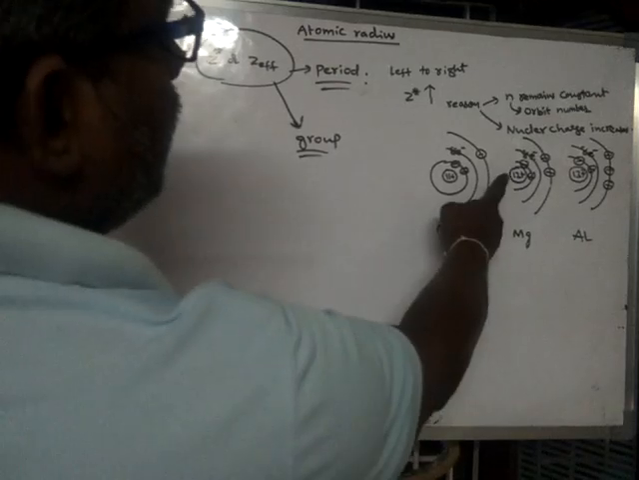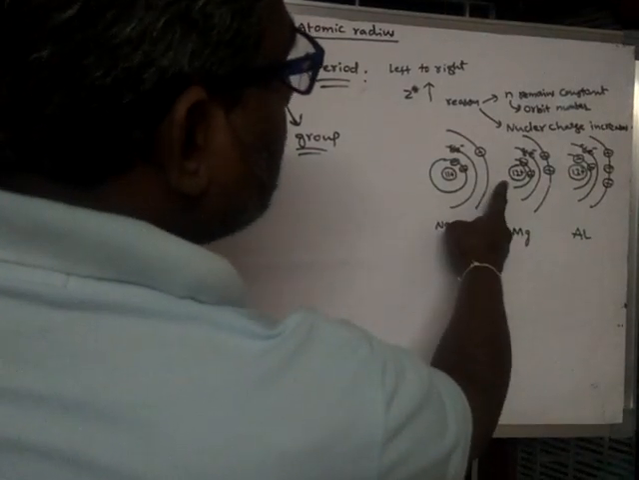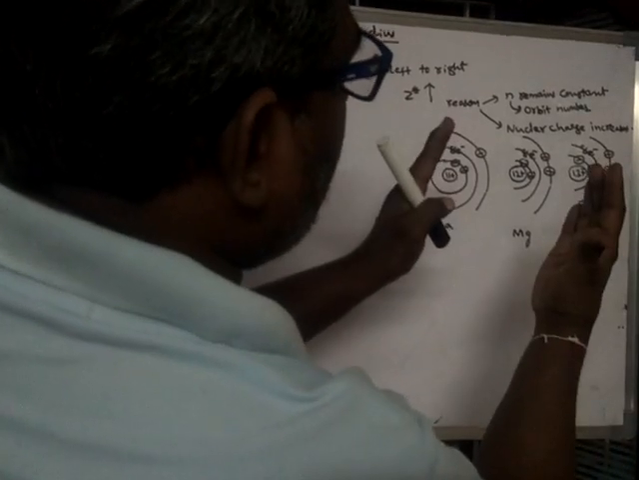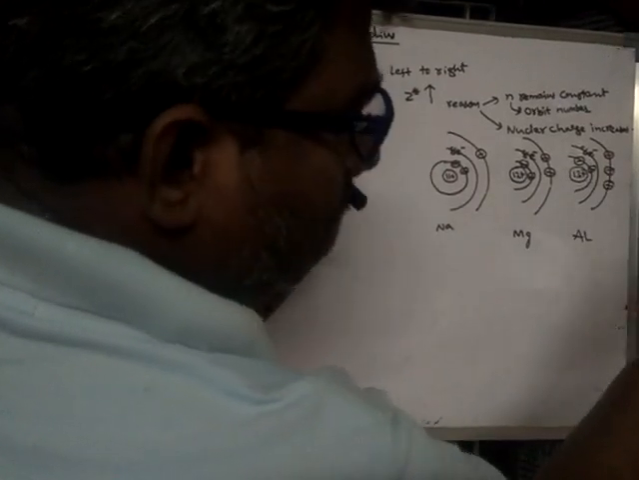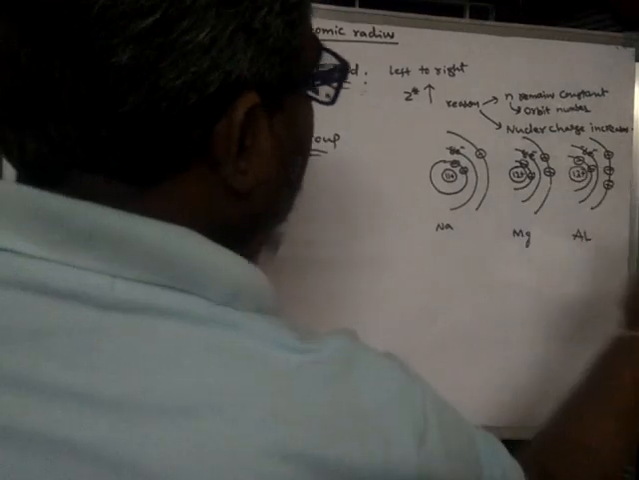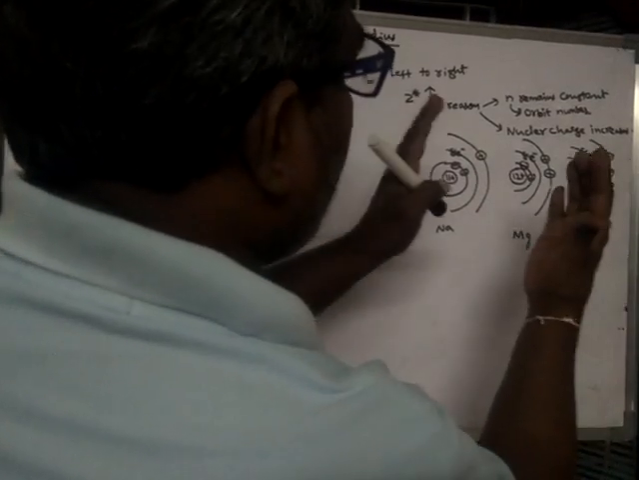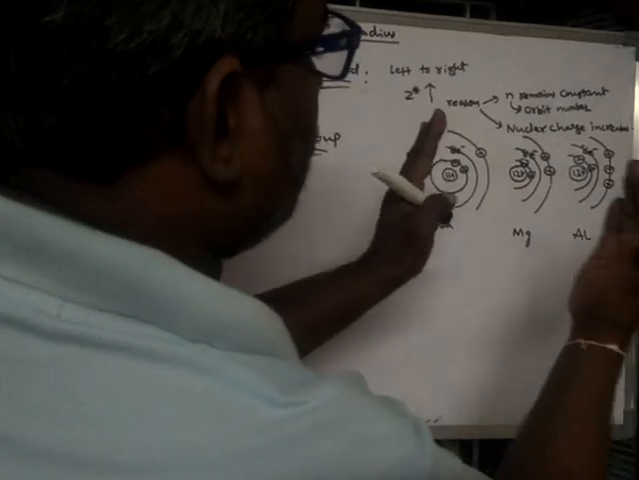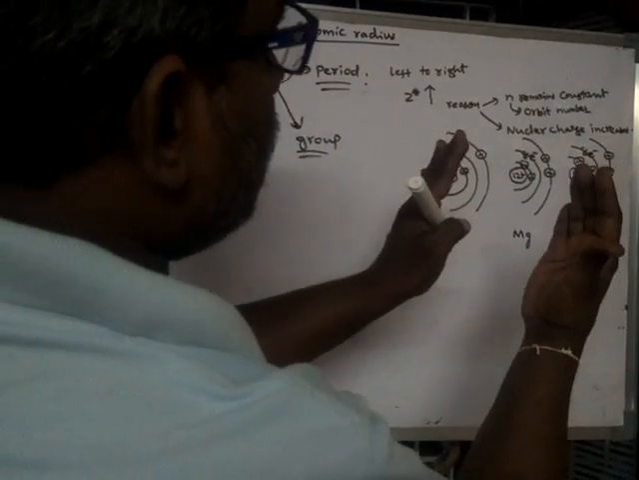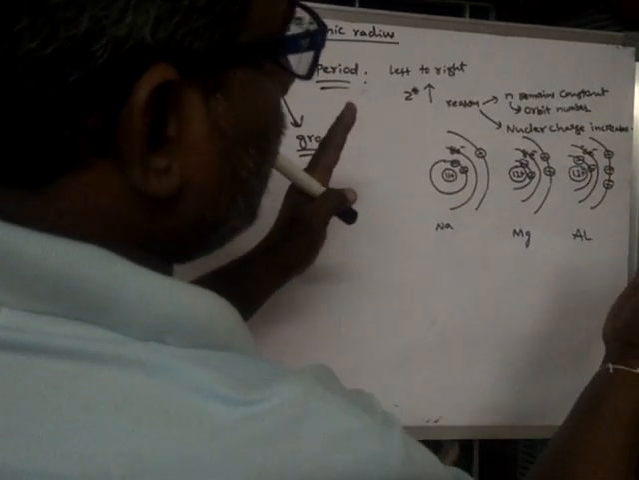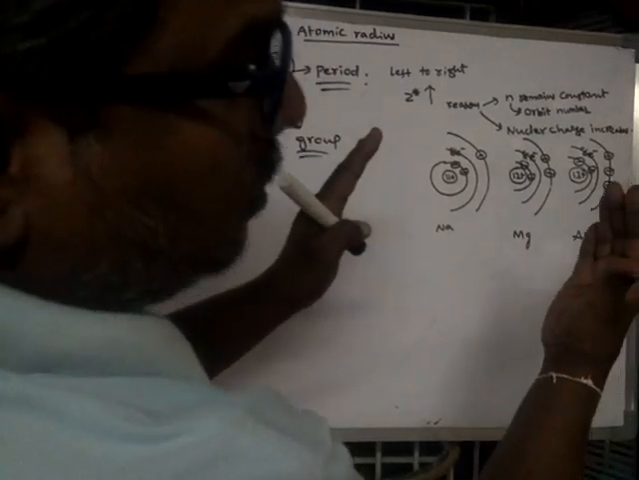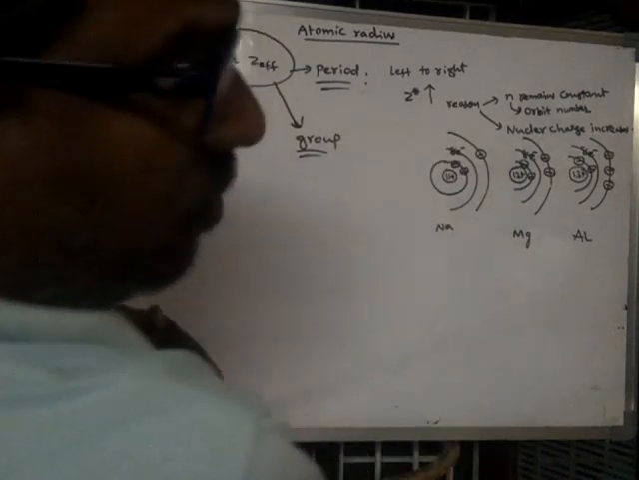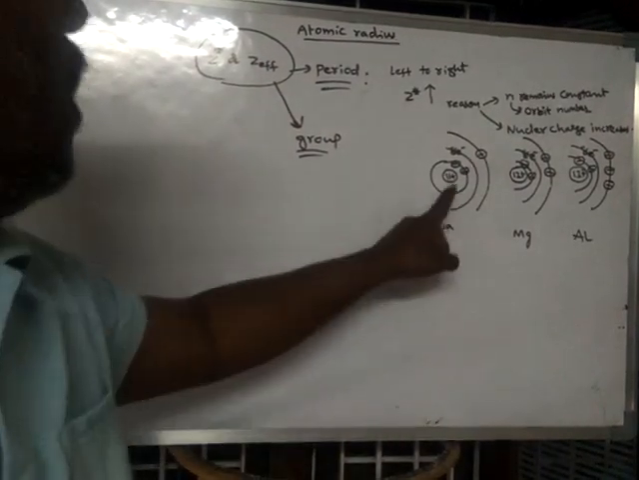But here, when compared to this one, the nucleus power is less. So what happens? These electrons are not dragged to that extent. They are dragged only a bit. But in this case, this nucleus will pull the electrons strongly towards itself, and all the electrons will come closer to the nucleus. In magnesium they come only a bit closer, whereas in sodium only very little closer, that electron will be pulled by the nucleus.